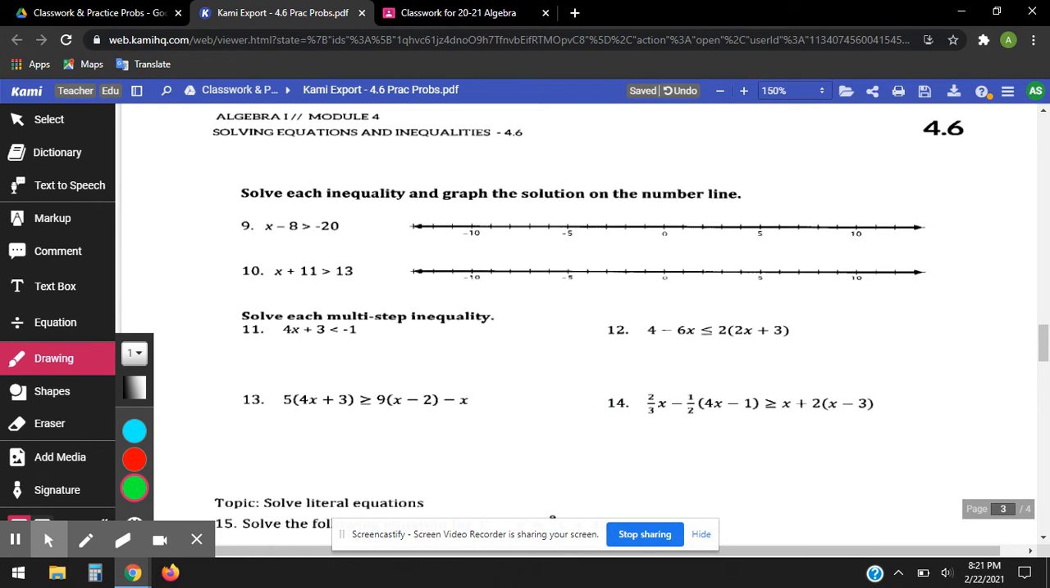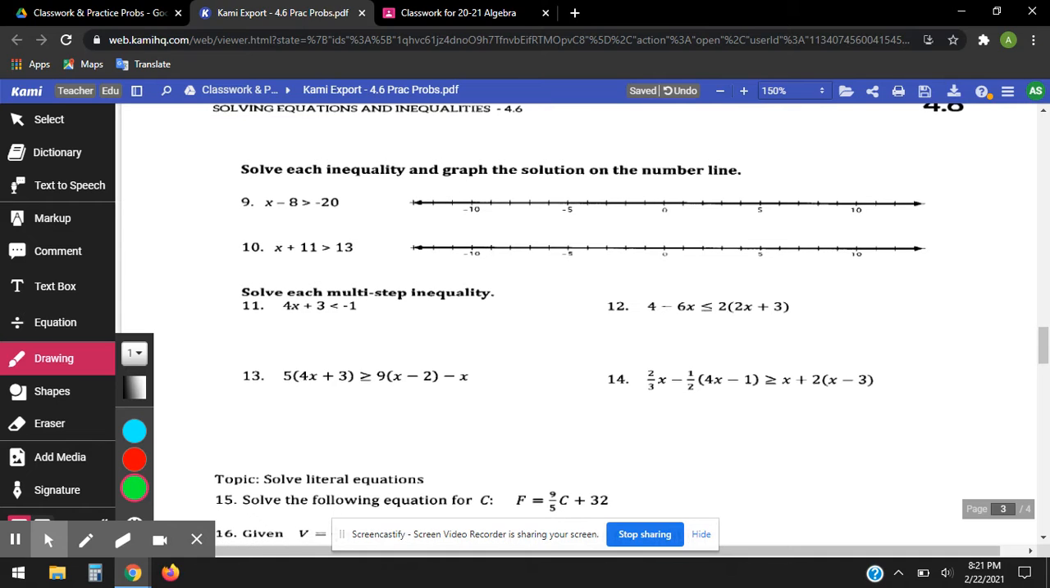Solve an inequality and graph the solution on the number line. So again, we're just going to keep drilling those, solving these inequalities. So it's a subtract, so I want to add 8 to both sides. So x is greater than -20 plus 8 is -12. So I want to go here to -12, do an open circle, and then it's greater than. So I want to go that direction.